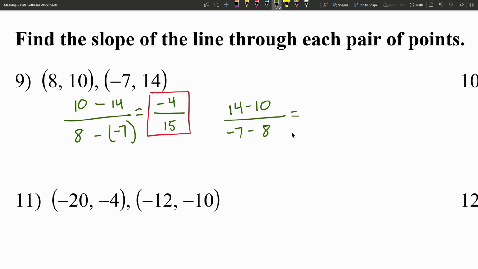Let's move over to this next expression we set up. 14 minus 10, that's a positive 4. But look, in our denominator, negative 7 minus 8 is a negative 15, which is still going to give us a negative 4/15 for our solution. So just remember, make sure you're subtracting the same way, y of one point minus y of another, x of that original point minus x of the other. Let's continue on to number 10.